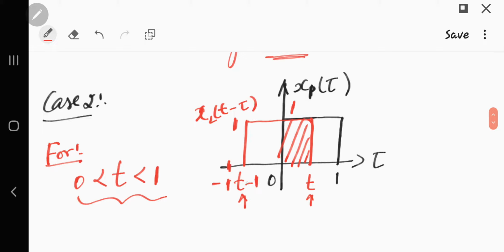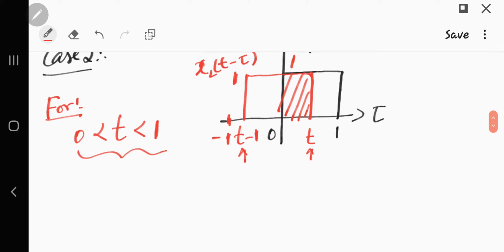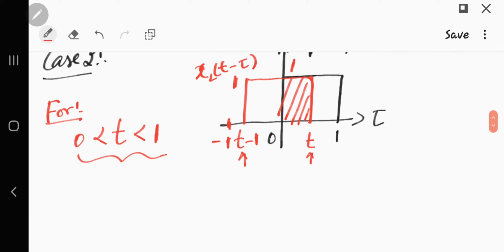Okay, you can take t minus 1 is greater than minus 1, less than 0, then also you will get the same limit. Okay, so that I am not going to concentrate on now. So this t is between 0 and 1, and let's see what happens to y of t in this particular duration. So now t is varying from 0 to 1. The limit is from 0 to t.